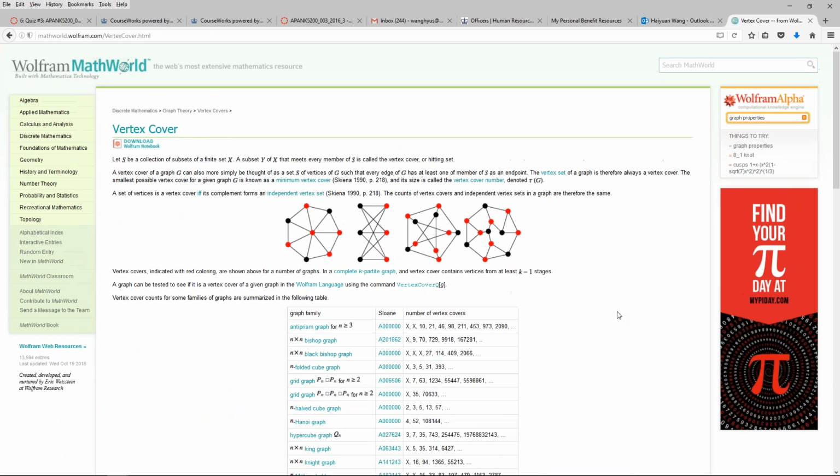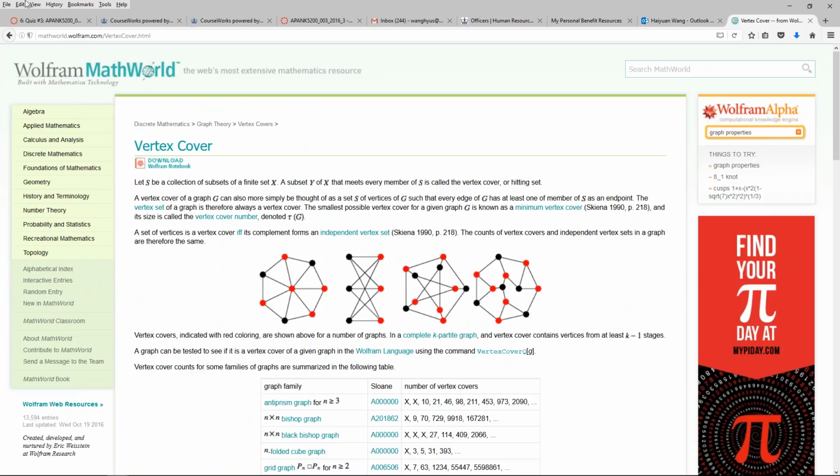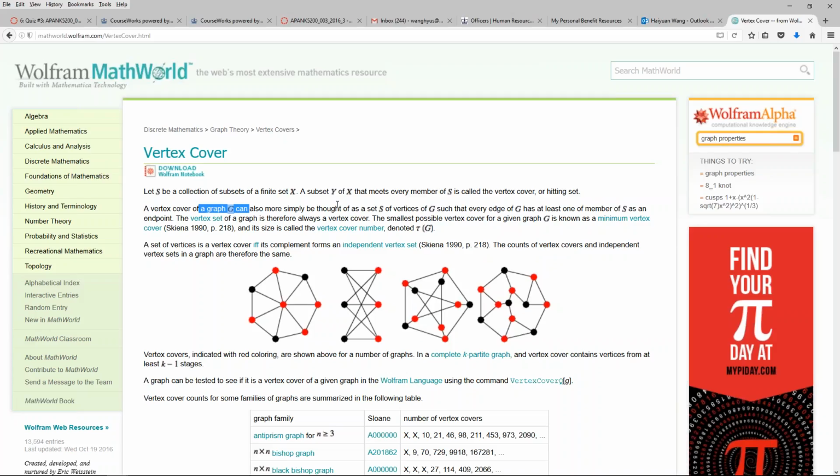Okay, so here, let's look at the problem itself first. A vertex cover of a graph can also be more simply thought of as a set S of vertices of the graph, such that every edge of that graph has at least one member of S as an endpoint. So in this case, for example, the red points would be the solution. All the edges in the graph are incident to one of these red dots. Same thing as the second graph, etc.